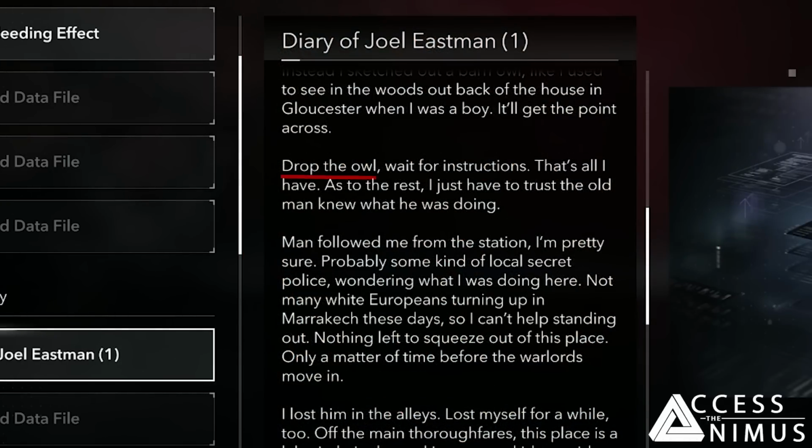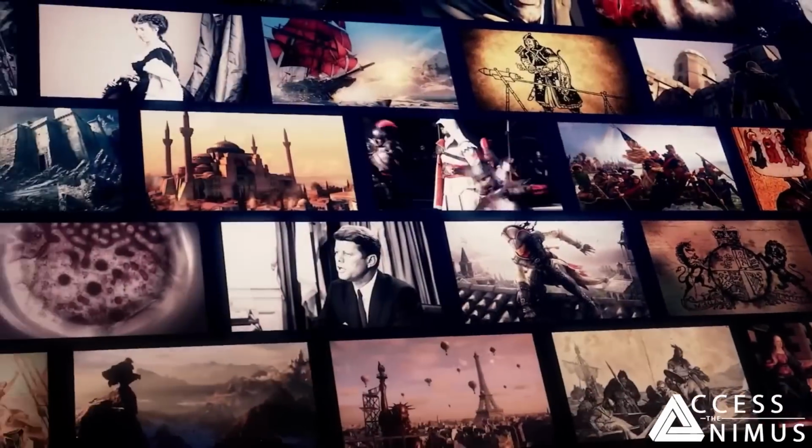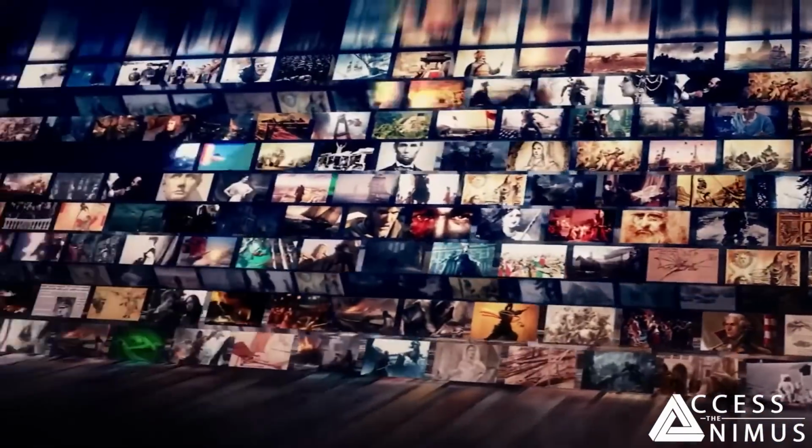So he drops the owl, and he was supposed to receive instructions from the stall keeper, but within the diary he doesn't mention whether he was able to complete his mission or received any instructions.